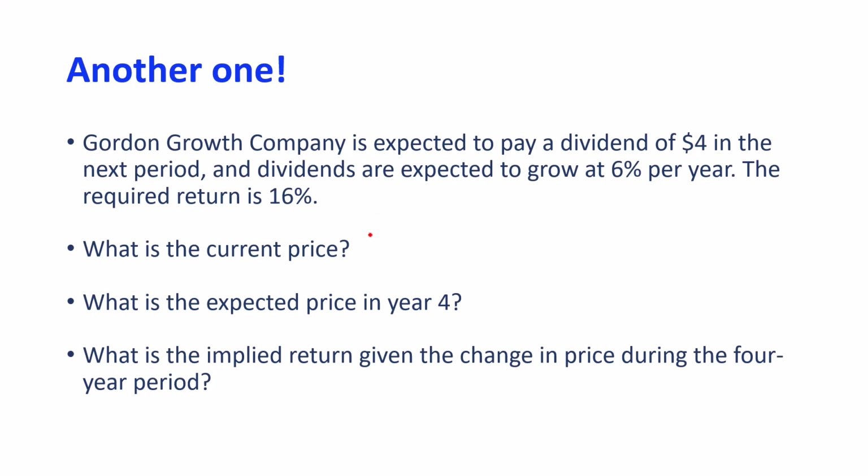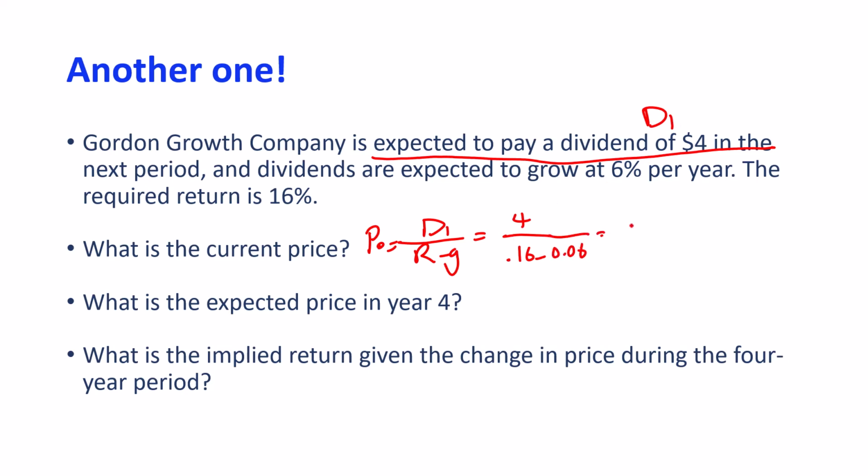So the current price, P0, is D1 over the difference between the required rate of return and growth rate. So it says expected to pay this dividend in the next period. So this is your D1. So 4 over 16 minus 6. That should give you $40 for the price of this stock today. What is the expected price in year 4?